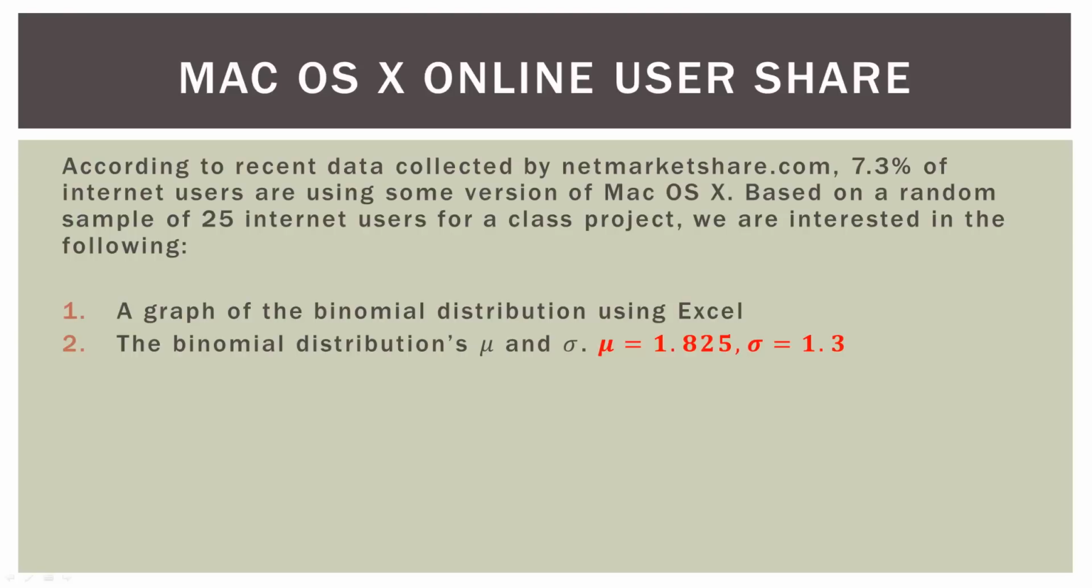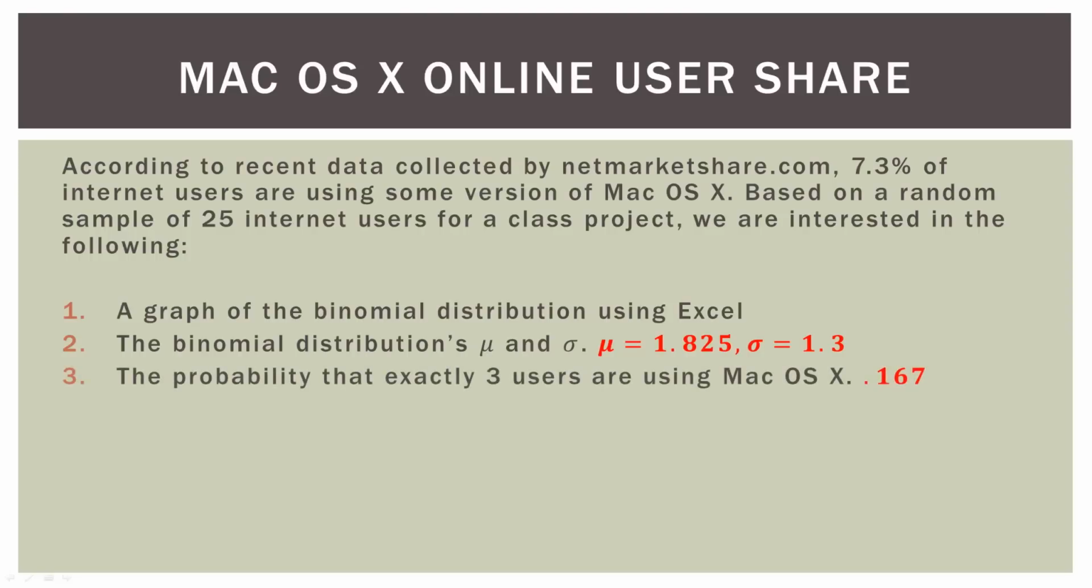Then we go out and select 25 other people. We see how many are using OS X, we write that down. Then we do it again and again and again. So different samples of 25 people. Each time we write down how many are using OS X. Well, if we averaged those together, we would expect it to be around 1.825. All those samples. Now the standard deviation was 1.3.